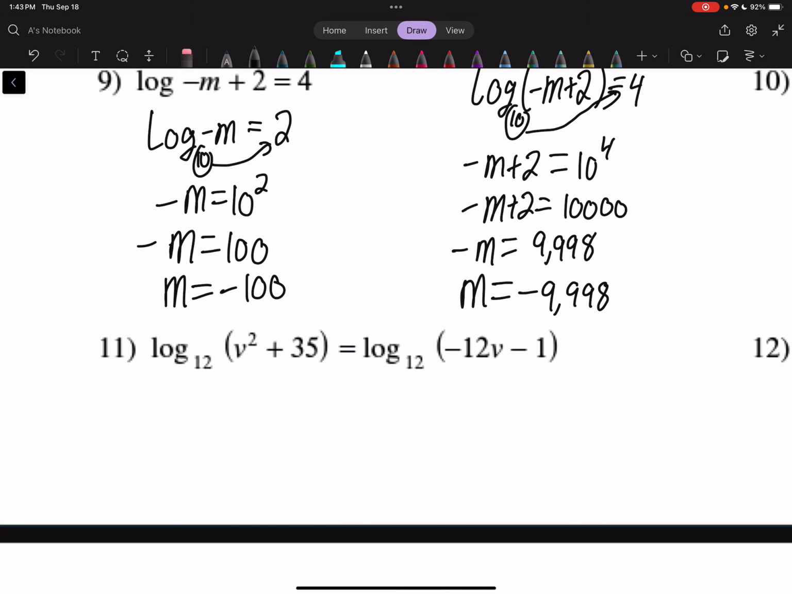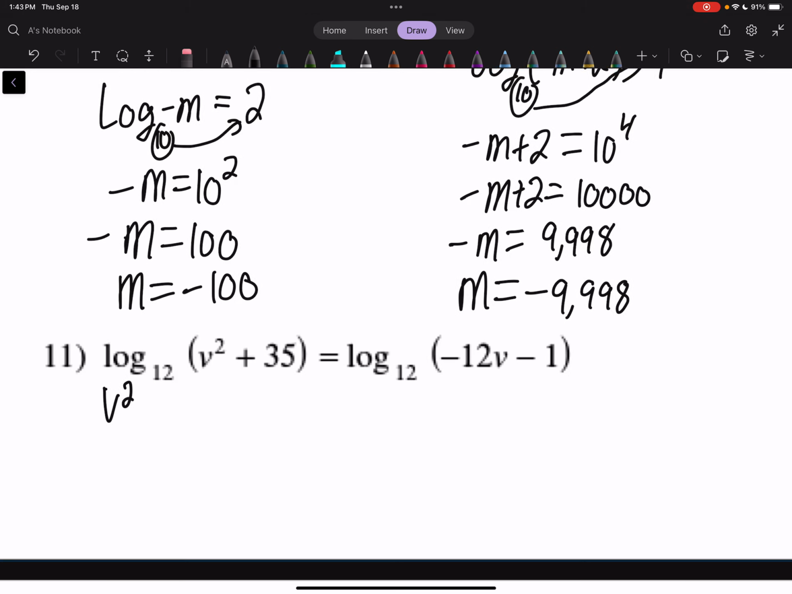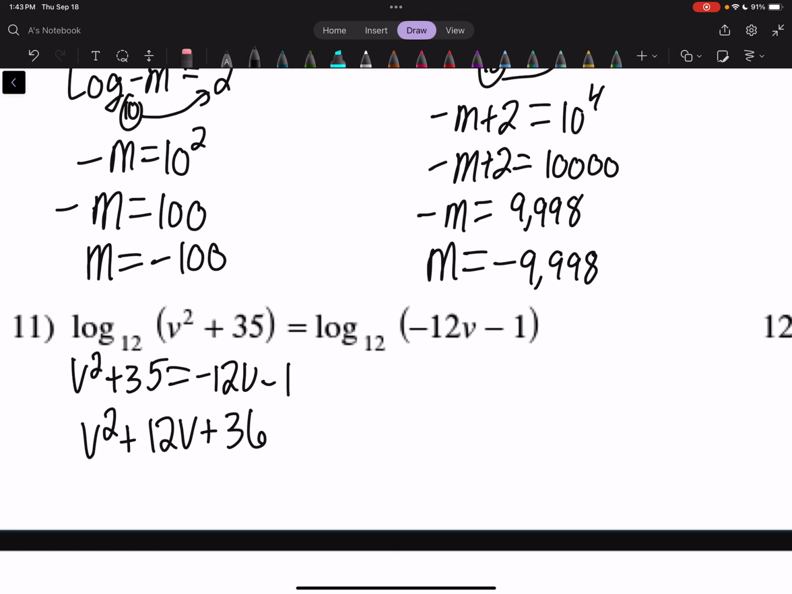All right, last problem. Well, for me to do, then you're gonna do the right side. These do have the same base. So I'm gonna drop them. v squared plus 35 equals negative 12v minus 1. I'm going to move everything to one side. v squared plus 12v plus 35 plus 1 is 36 equals 0.